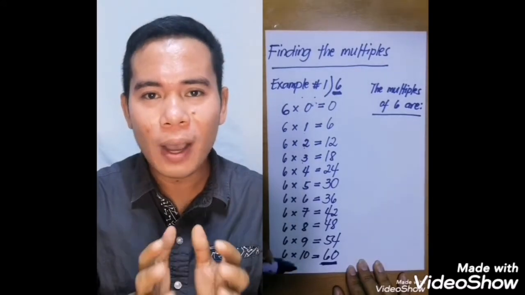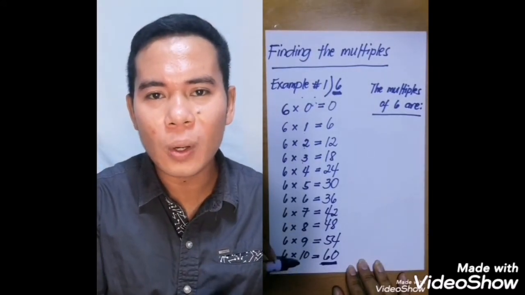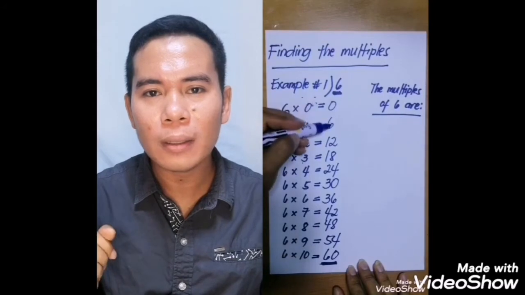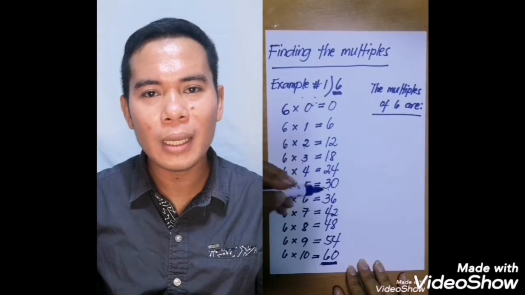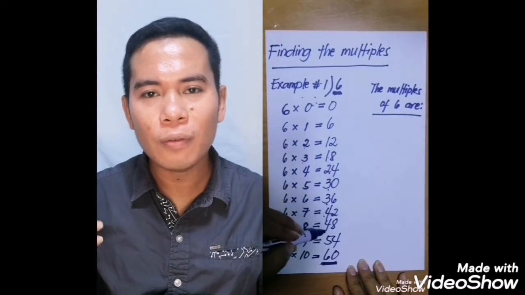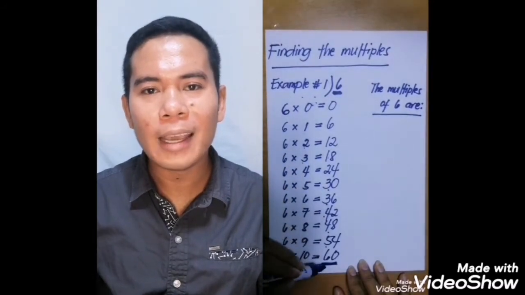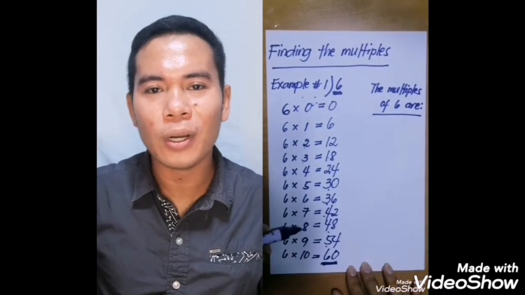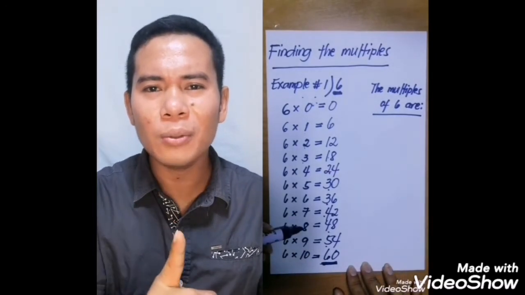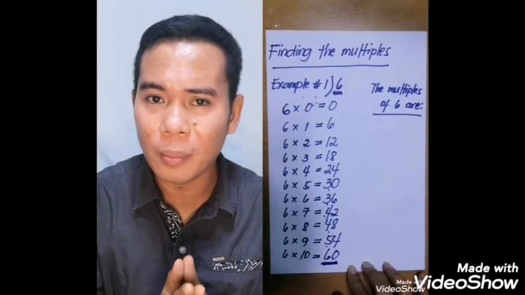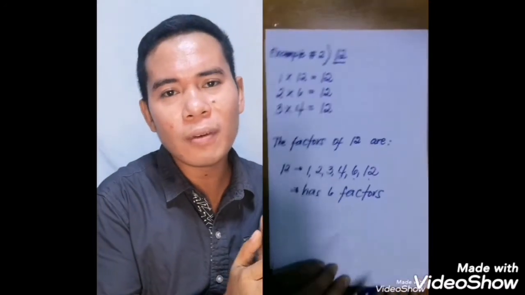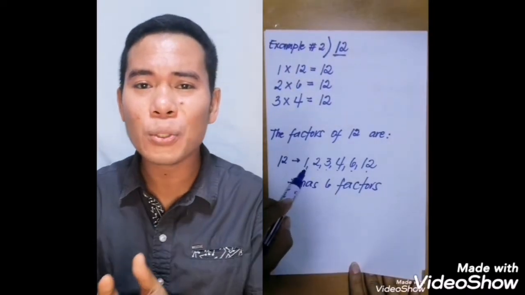Okay, so I could say that the multiples of 6 are 0, 6, 12, 18, 24, 30, 36, 42, 48, 54, and 60, so on and so forth. Okay, so here's the clue, guys. When we want to list down the factors of a certain number, it always starts from 1 and ends with the number itself.